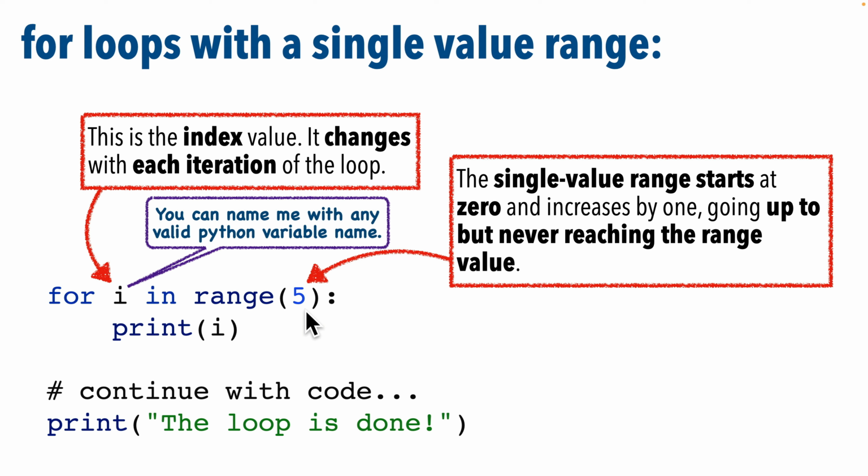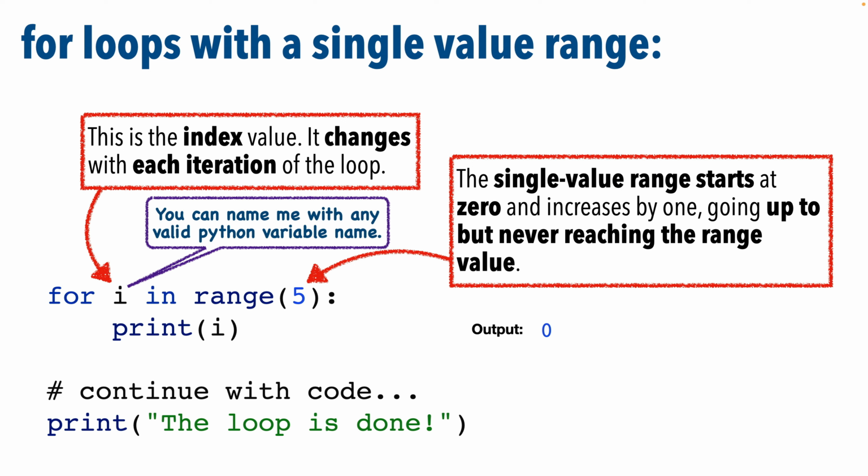But we don't start counting at 1, we're 0 index, so we start counting at 0, and we'll go up to, but we'll never reach this value. So in this example, we're going to go through the loop 5 times. We'll execute whatever is indented below the for statement 5 times. Each time we go through, we're going to increase the I value by 1, but we're never going to reach 5. So the first time we go through, I is equal to 0.